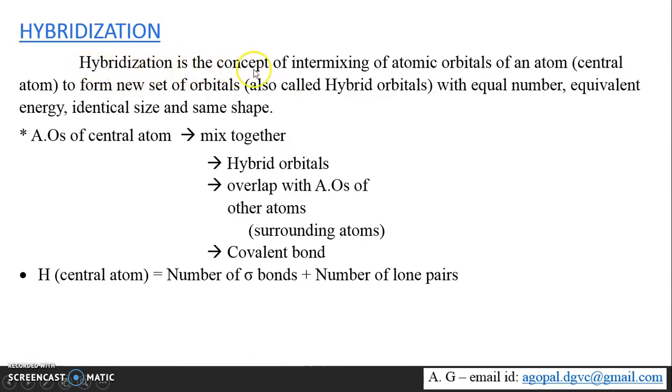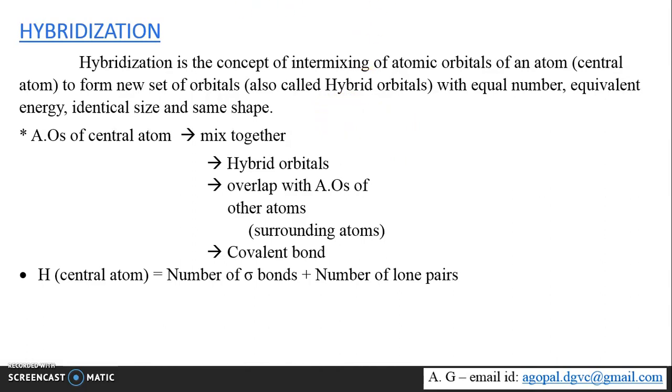Hybridization is the concept of intermixing of atomic orbitals of an atom, specifically the central atom, to form a new set of orbitals, also called hybrid orbitals, with equal number, equivalent energy, identical size and same shape. In polyatomic molecules, we have a central atom, and we also have surrounding atoms.